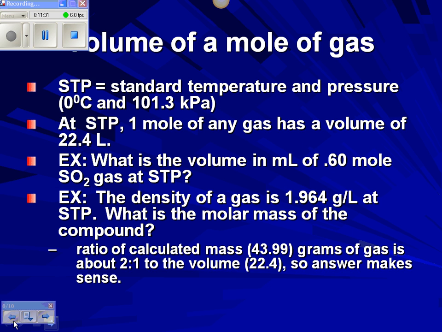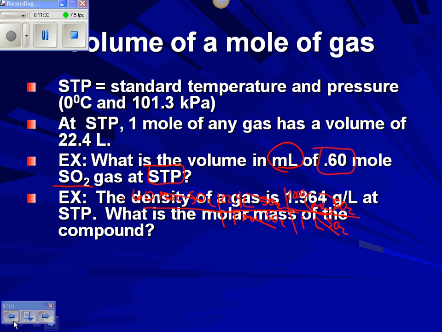Now, here's kind of an interesting question here. The density of the gas. Now density, if you remember, density equals mass over volume. And here I see a label of 1.964 grams over 1 liter. So that's a mass over volume. I want to know what the molar mass is. Well, the label of molar mass is going to be grams per mole.